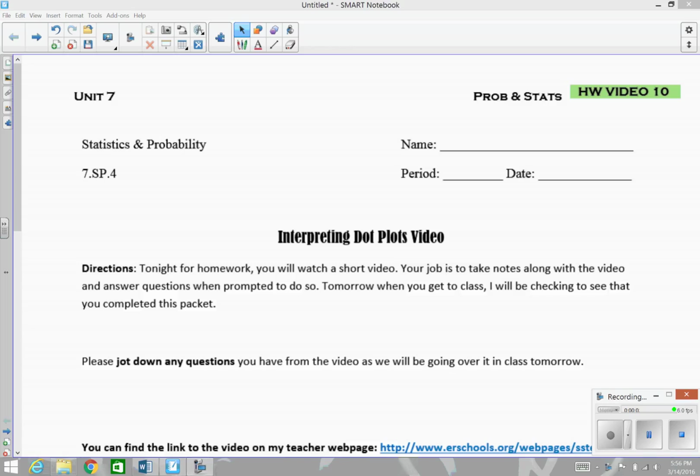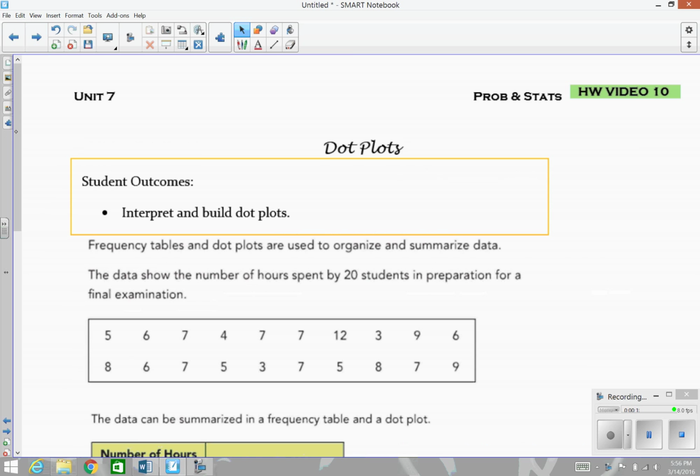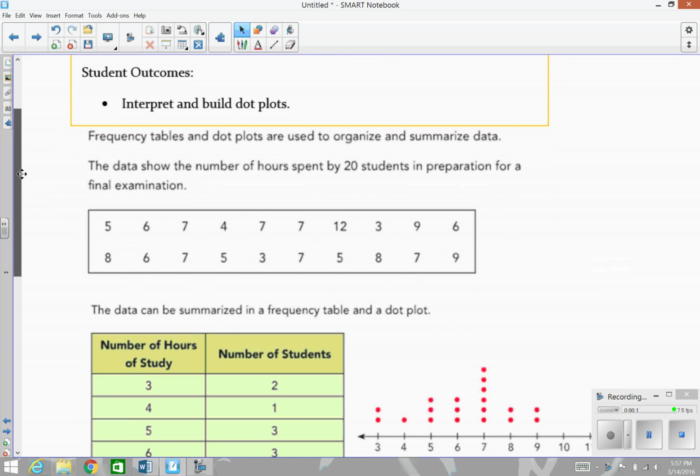Hi everyone! Tonight we're going to be learning about dot plots, which might look familiar to you. You might have built them in the past, which we will practice as well, but we're going to focus on really pulling information out of them. So before we dive into that, we need to know a little bit about our dot plots. Okay, here's a nice example.